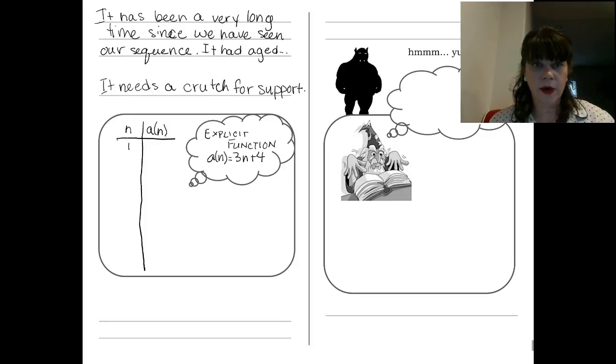So for any number, I would substitute it into my sequence. If I substitute 1 in here, I get 3 times 1 is 3. 3 plus 4 is 7. That was our first number. It works. Okay, so if I put 2 in here, 3 times 2 is 6. 6 plus 4 is 10. Sorry about that. 3 times 3 is 9. 9 plus 4 is 13.